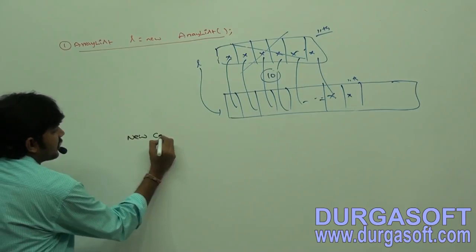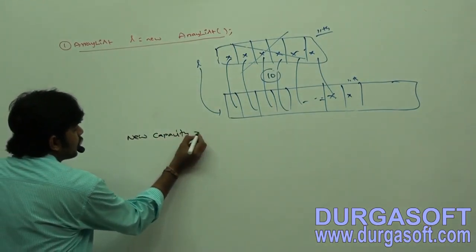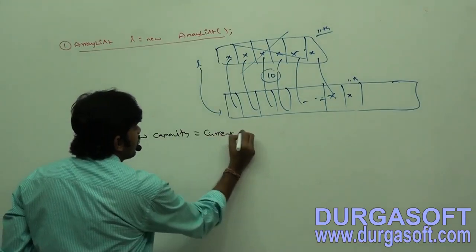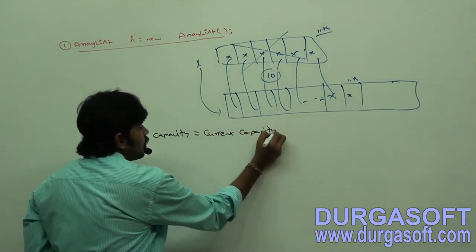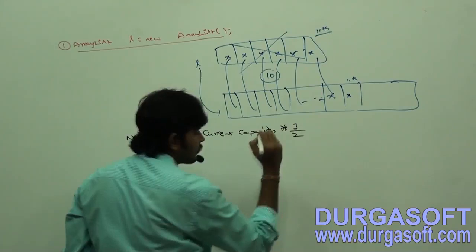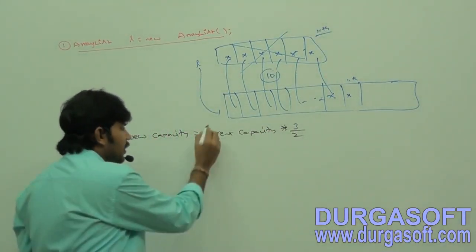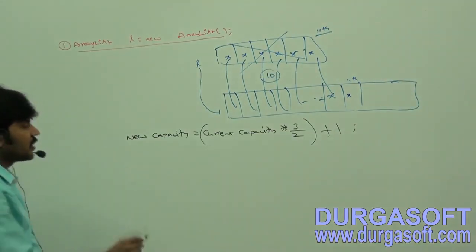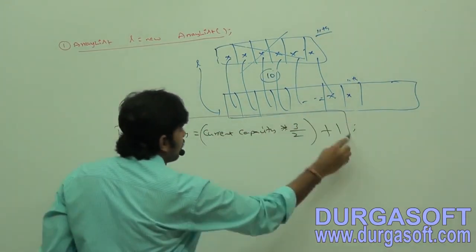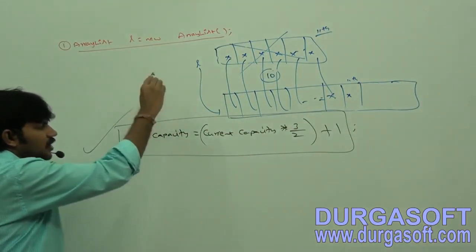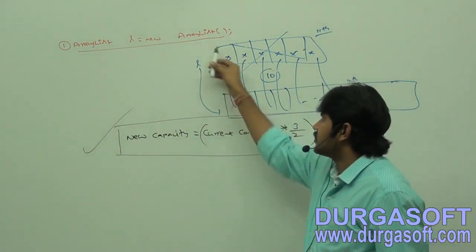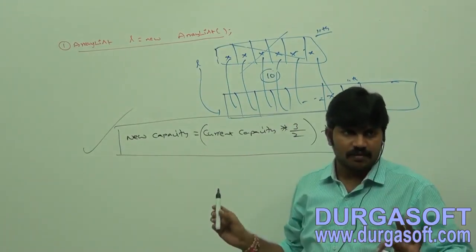New capacity is equal to current capacity into 3 by 2, plus 1. Are you getting it? Current capacity into 3 by 2 plus 1 is the formula followed for ArrayList. Internally, based on this formula, the ArrayList incremental growth is implemented.